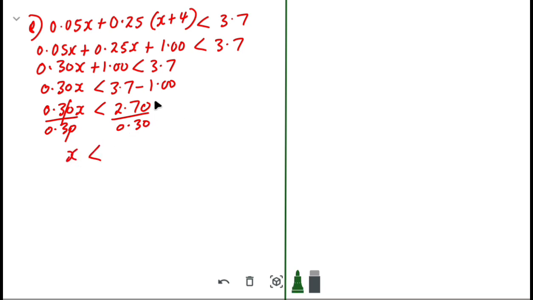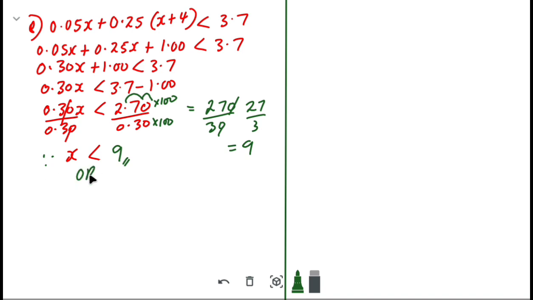So x will be less than... for easy evaluation, we can just multiply this by 100. If you move your decimal point 2 times, 270 divided by 30. So 27 divided by 3, and this will give us 9. Therefore, x is less than 9. We can as well go the second way by multiplying both sides by 100. But before then, we need to open the bracket before we multiply both sides by 100.